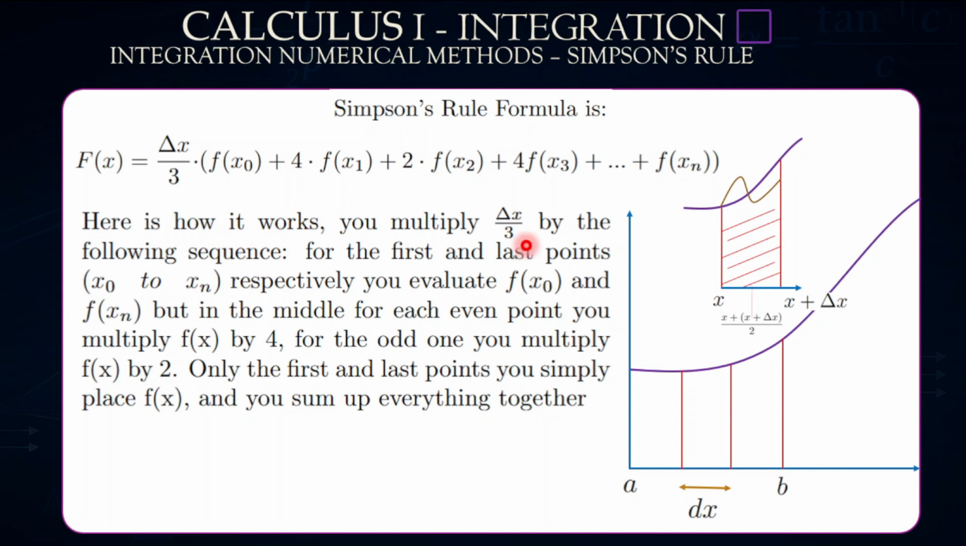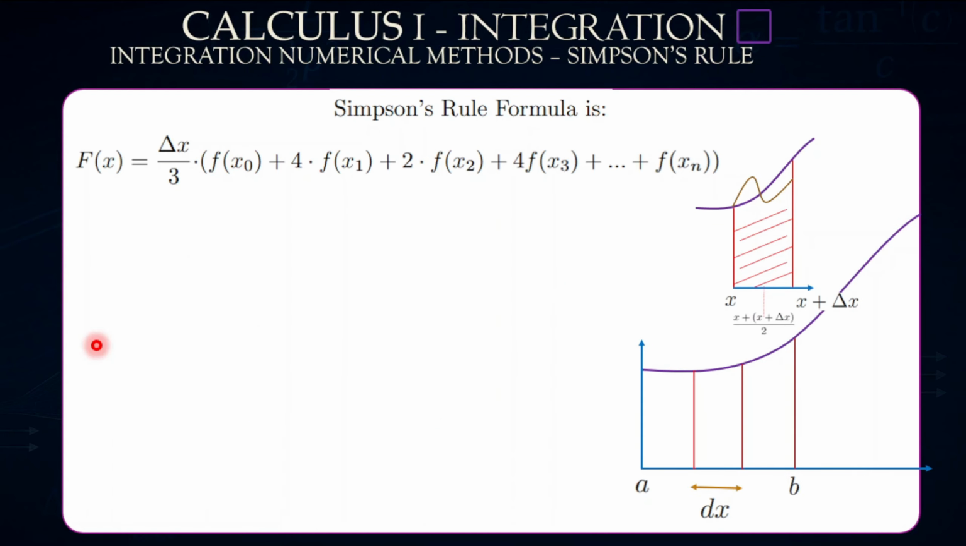You multiply delta x divided by 3 by the following sequence. For the first and last points, x0 and xn respectively, you evaluate f(x0) and f(xn) without any multiplication. But in the middle, for each even point, you multiply by 2, notice. And for the odd point, you multiply by 4. For the even, you multiply by 2. Only for the first and last points, you simply place f(x), and you sum up everything together. We multiply by delta x divided by 3 eventually.